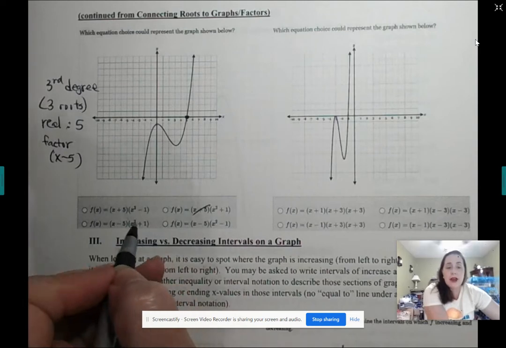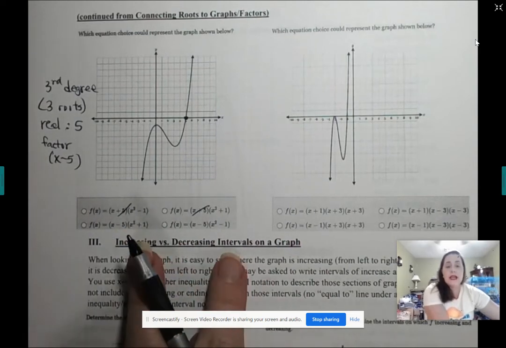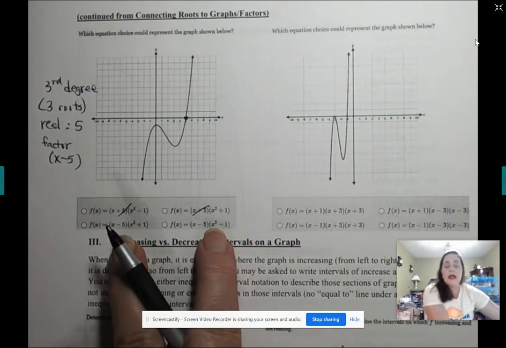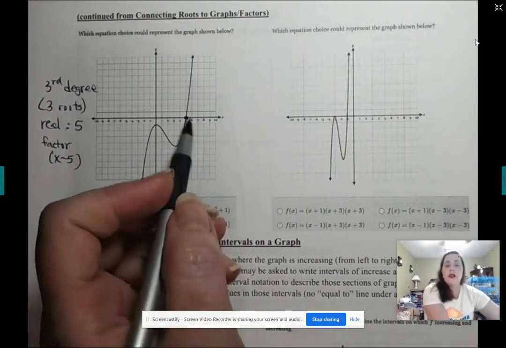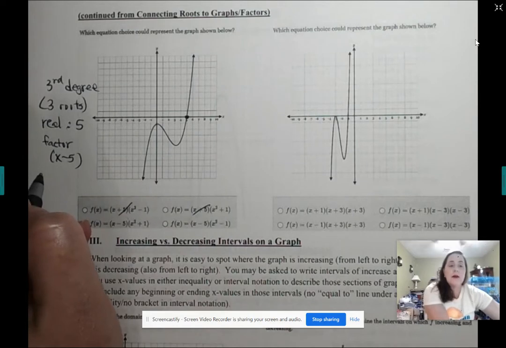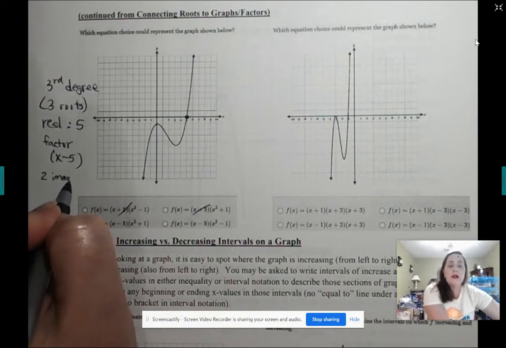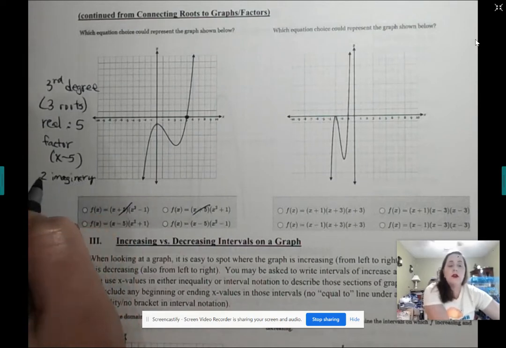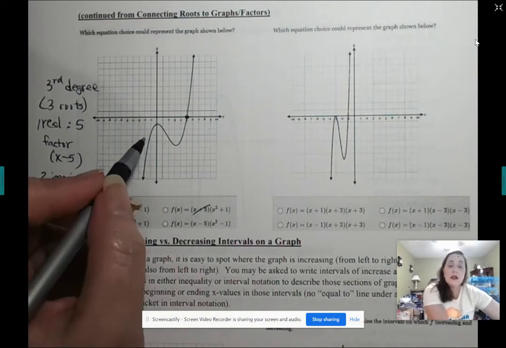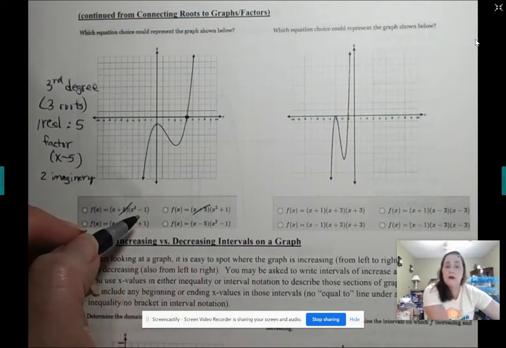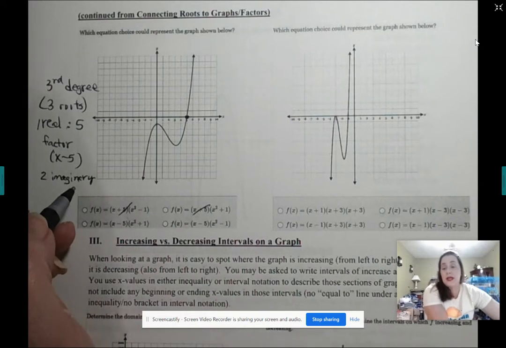So this does not have that choice. This does not have that choice. Now, if we look at the 2 remaining, what's left after the x minus 5 should give us 2 imaginary roots. I have 1 real, I have 2 imaginary because it turns before the x-axis. So that's the sign that there is an imaginary root. Actually, there's always going to be an even number of imaginary roots since we use the conjugate, the opposites.